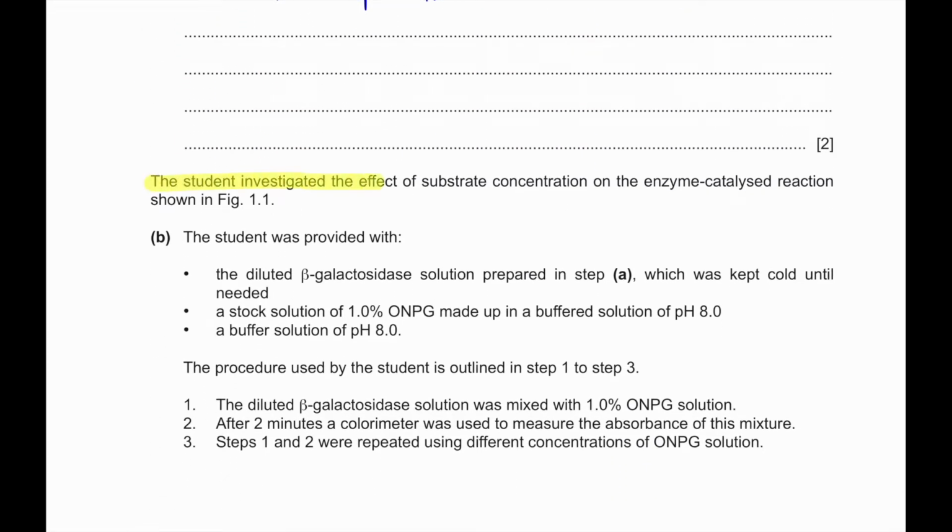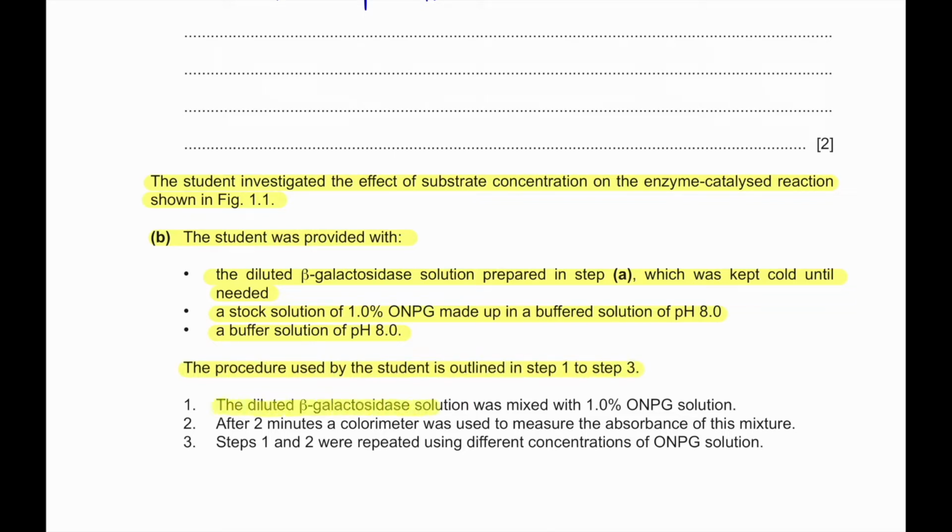The student investigated the effect of substrate concentration on the enzyme catalyzed reaction shown in figure 1.1. The student was provided with the diluted beta-galactosidase solution prepared in step A, which was kept cold until needed, a stock solution of 1.0% ONPG made up in a buffer solution of pH 8, and a buffer solution of pH 8. The procedure used by the student is outlined in step 1 to step 3.